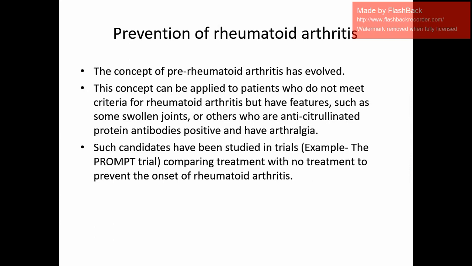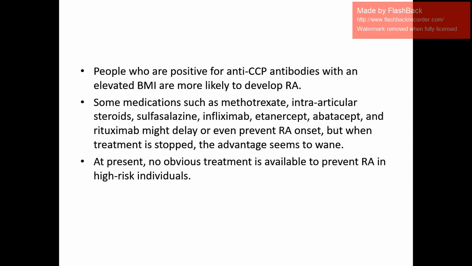Such candidates have been studied in trials, for example the PROMPT trial, comparing treatment with no treatment to prevent the onset of rheumatoid arthritis. It has been found that those who are positive for anti-CCP antibodies with an elevated BMI are more likely to develop rheumatoid arthritis. And medications have been used such as methotrexate, intra-articular steroids, sulfasalazine, infliximab, etanercept, abatacept, and rituximab. They might delay or even prevent rheumatoid arthritis onset, but when the treatment is stopped, the advantage seems to wane. But at present, there is no conclusive evidence that we can prevent rheumatoid arthritis.